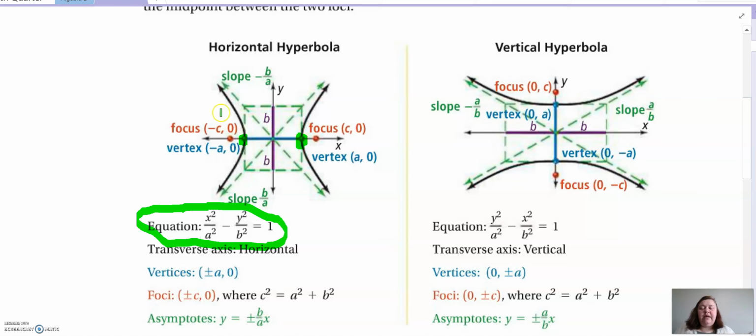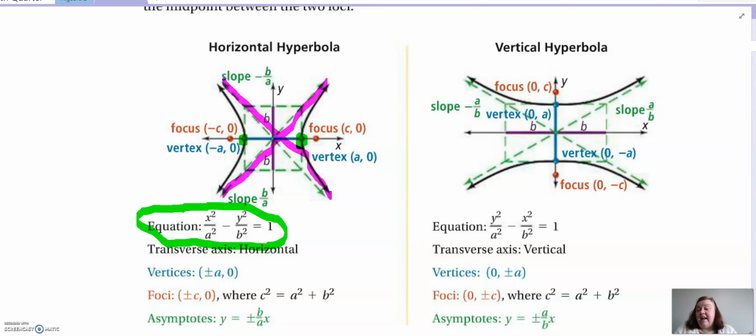And then we have these dotted lines here that are called asymptotes. Asymptotes are basically fences that our graph can't cross. So they kind of keep our graph in certain locations. In this instance, it forms this X, and so we can't go to the left or the right or cross over that. So our asymptotes here are y equals plus or minus b over a times x.